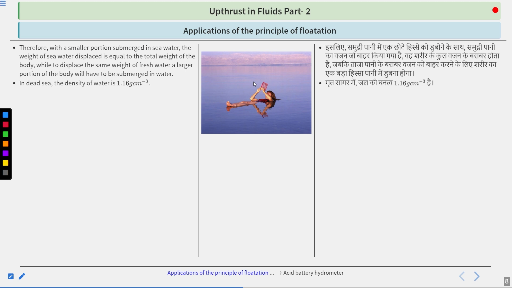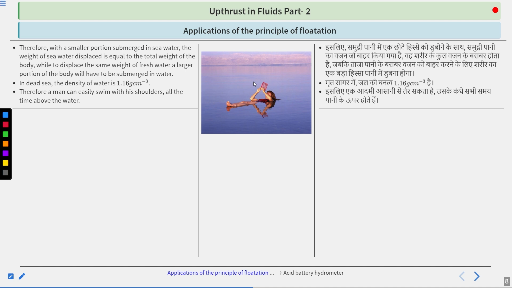In the Dead Sea, the density of water is nearly about 1.16 g/cm³. Therefore, a man can easily swim with his shoulders all the time above the water. Because of the density of the water, only a little portion is required to be submerged, and then the weight of the body becomes equal to the weight of the displaced liquid.